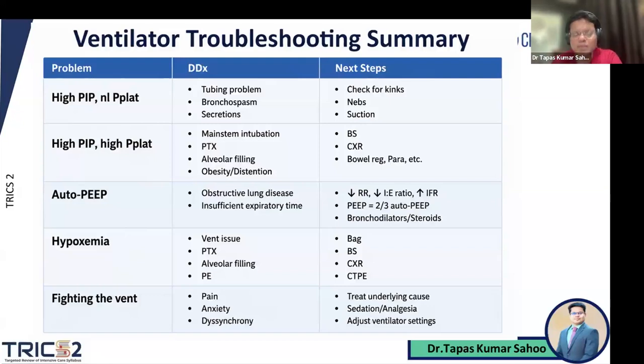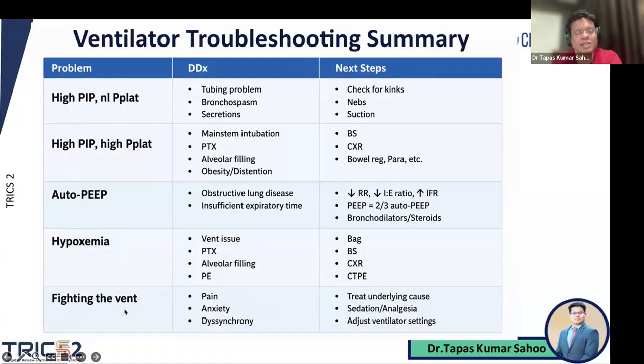So these are the things we all know we have to troubleshoot in your exam. Now hypoxemia: if your patient is suddenly having hypoxemia, maybe there are ventilator issues, maybe there is a pneumothorax, maybe alveolar filling, then maybe there would be pulmonary embolism, and along with the problem you have to opt for the solution.